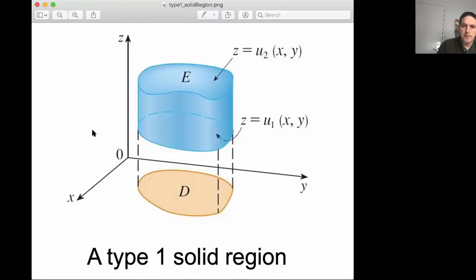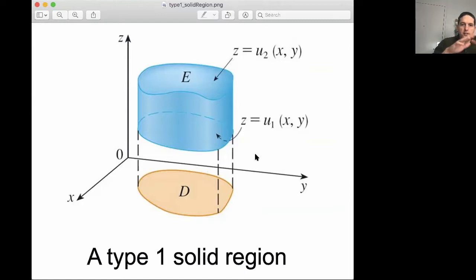Here's a picture of a type 1 solid. This solid region E, shown in blue, is a type 1 solid. This region D in the xy plane is the projection of E onto the xy plane. D consists of all points in the xy plane that are below E. If the sun were shining down directly from overhead, then D would be the shadow of the solid object E. And if it were raining straight down, then D is the region that would stay dry because it's underneath E.